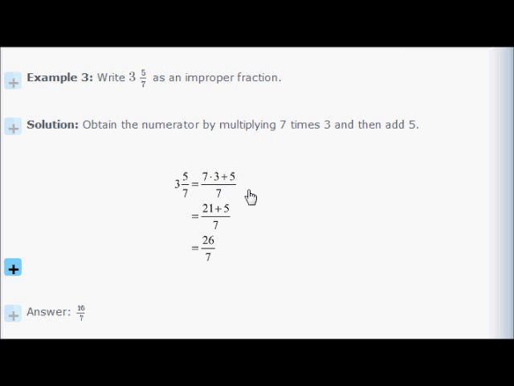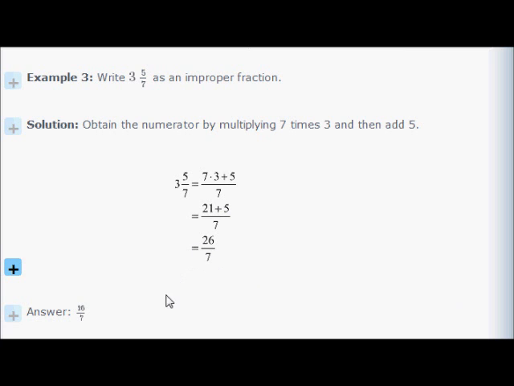And you divide that by 7, of course. The denominator stays the same. That's just how many slices you have in each pizza. So, how many slices do you have in total? 21, which is 7 times 3, plus 5. So, that's 26 slices. And 7 is still how many slices per pizza you have. So, that's the answer, 26 over 7.